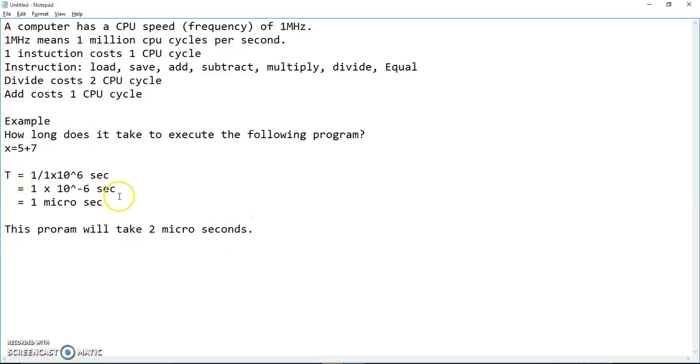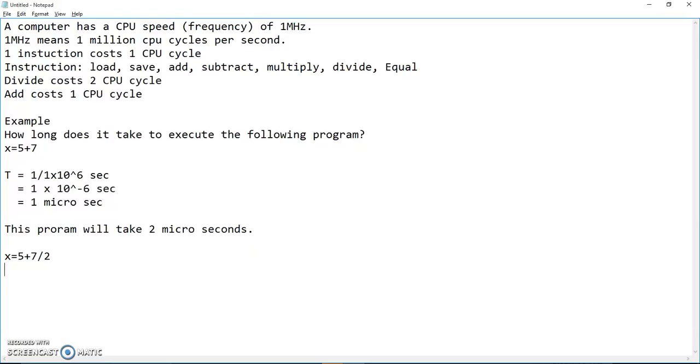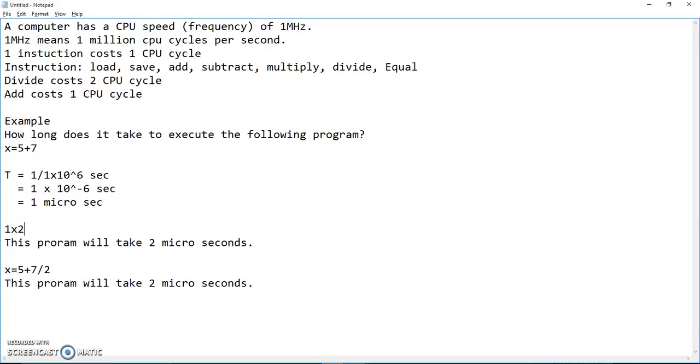Now, if we change this question to x equals 5 plus 7 divided by 2, how about this program? It's the same CPU, so this program will take what? This 2 just comes from 1 times 2, right? 1 microsecond times 2. That's how we get that.